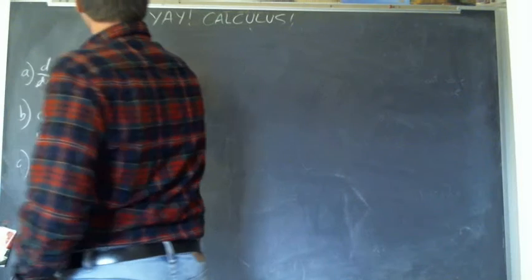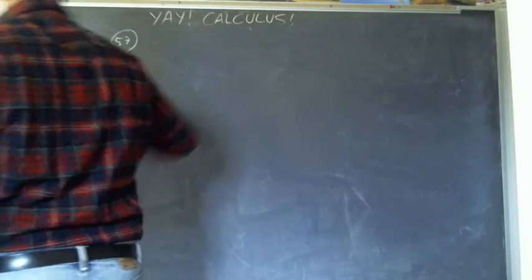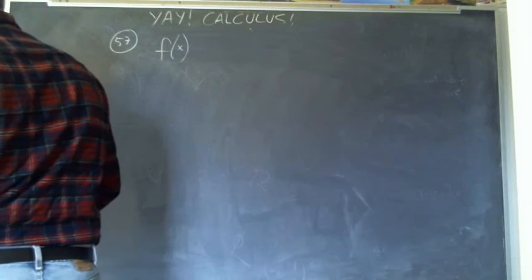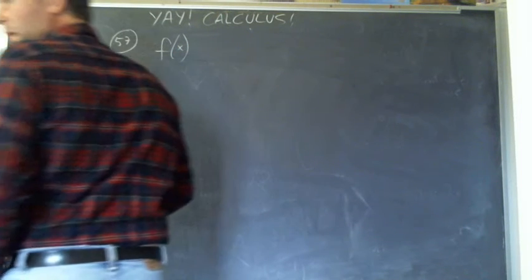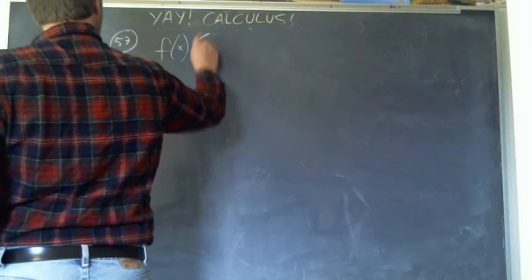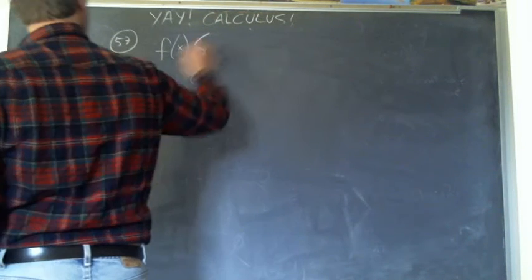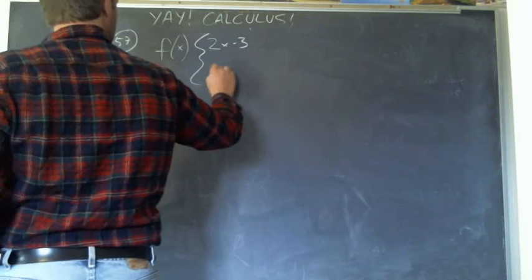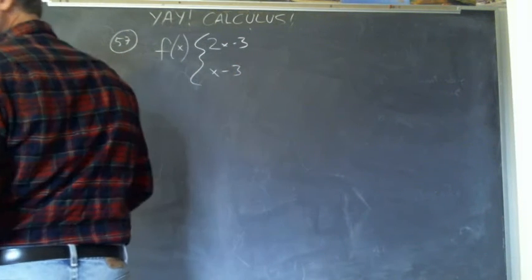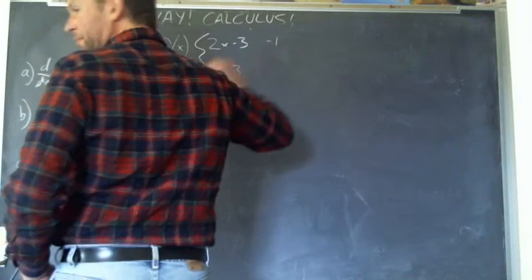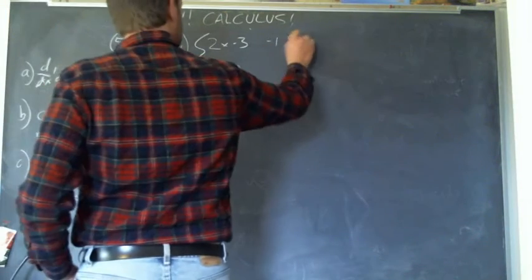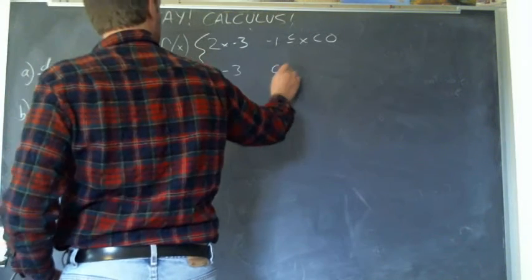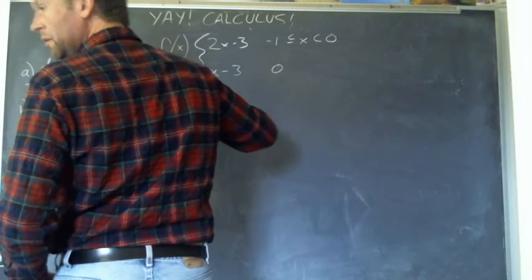All right, so number 57. Piecewise again. Let's see here. That means that f of x is defined as 2x minus 3 and x minus 3. And this one is from negative 1 less than or equal to x less than 0, and x minus 3 from 0 up to 4.